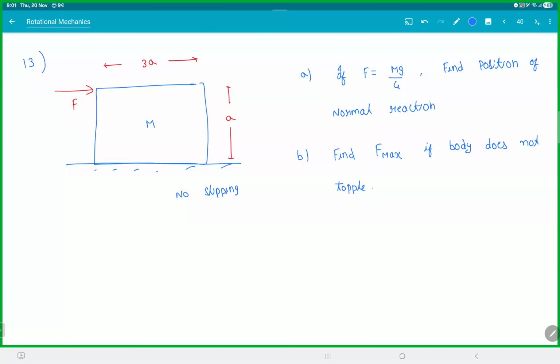Second thing, they're not asking find normal reaction, they're asking find the position of normal reaction. That is your second clue. And you can clearly see the body does not topple. The word itself is there, topple. The moment you see the word topple, it's a rotation based question. It is not only pure NLM. Clear with this? So there are actually 3 hints in the question. That is how you know this question is not pure NLM, but a rotation based question.